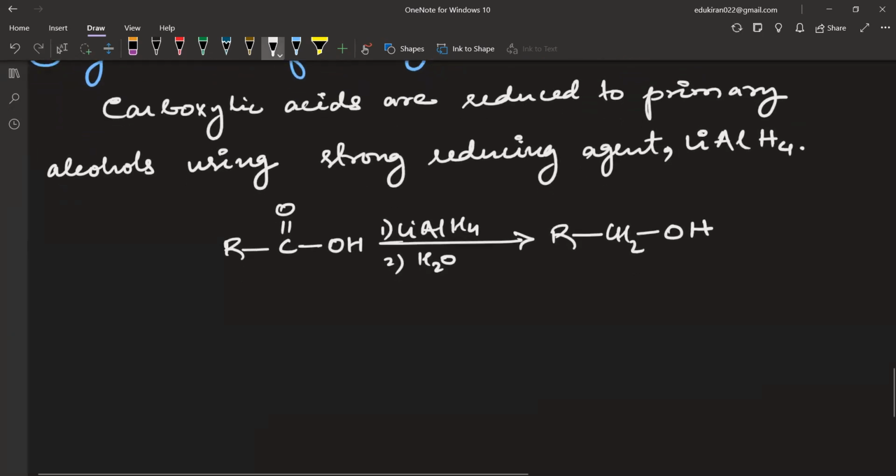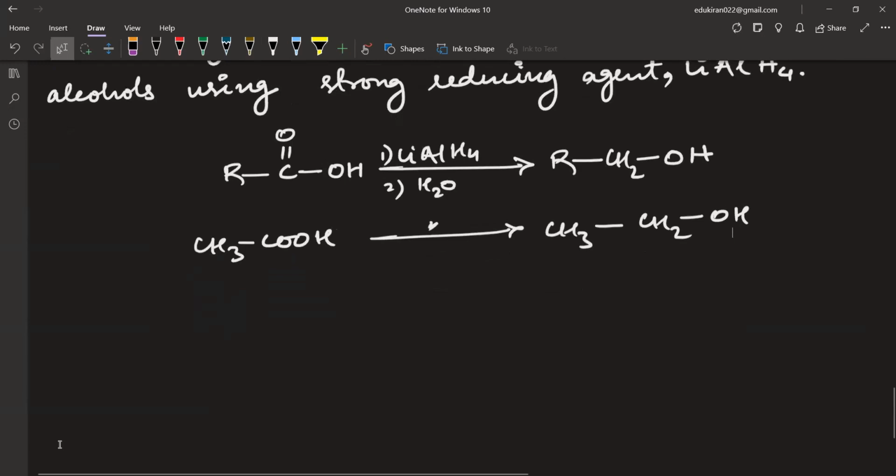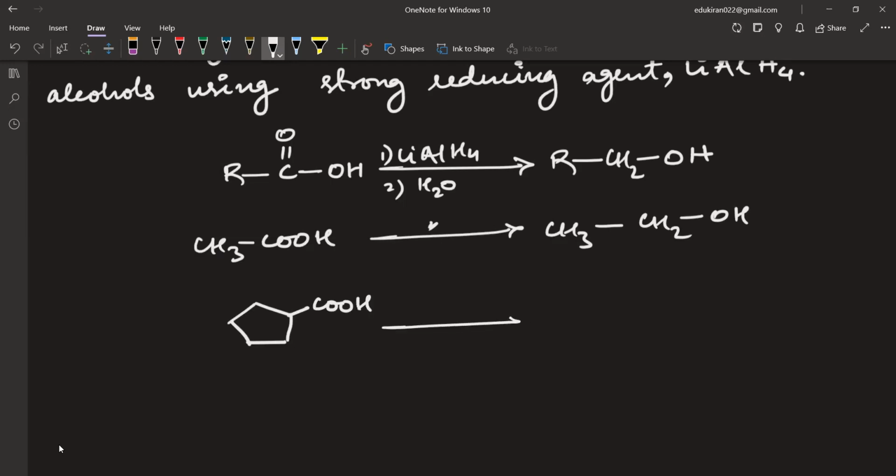For example, if I have, let us say, CH3, C double bond O, OH, and we have the same reagents here. So it will be CH3, this carbon will get CH2 and OH is as it is. Remove the oxygen, add 2 hydrogens. Suppose you have some cyclic ring like this, and you have COOH here. You're using the same reagents, and you will be getting CH2OH.